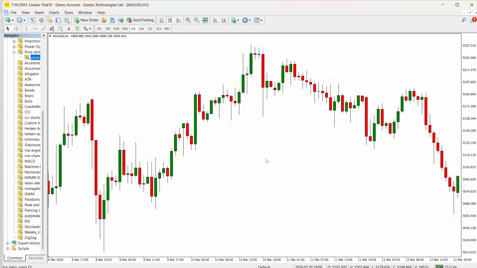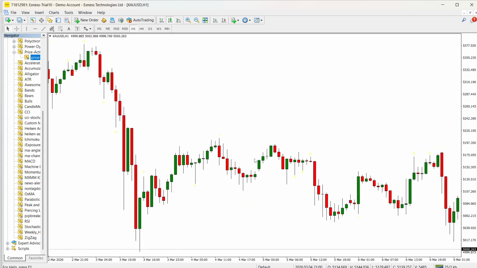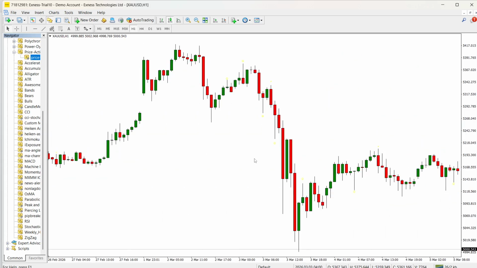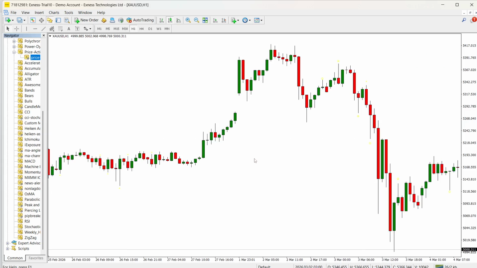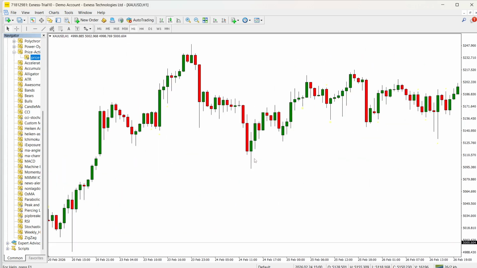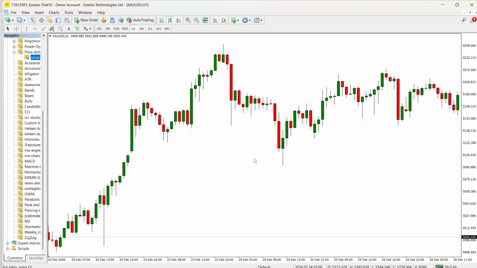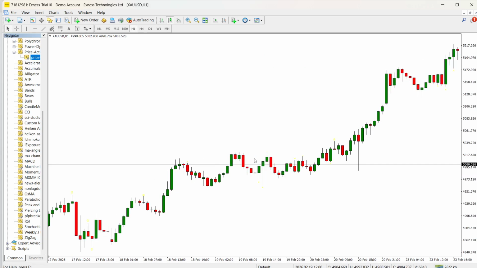Identified setups are labeled on the relevant candle or bar, giving traders a clear reference point for where the signal has formed. The visual marking implies that a specific price action condition, such as a reversal candle, engulfing pattern, or structural shift, has been detected by the indicator's internal logic.